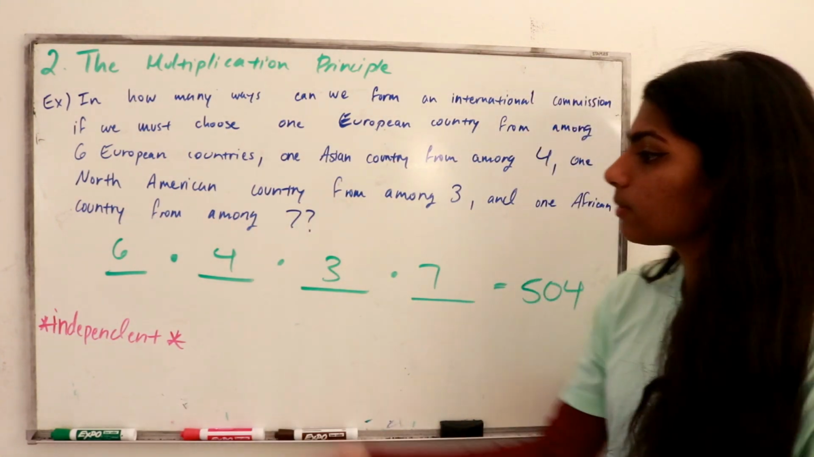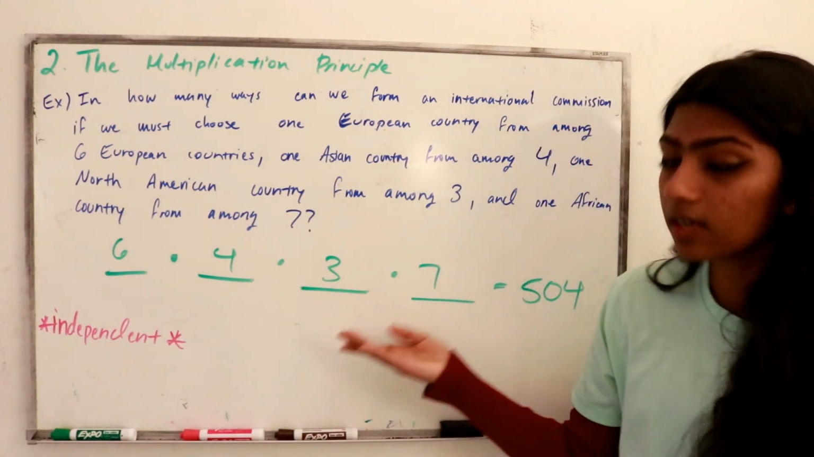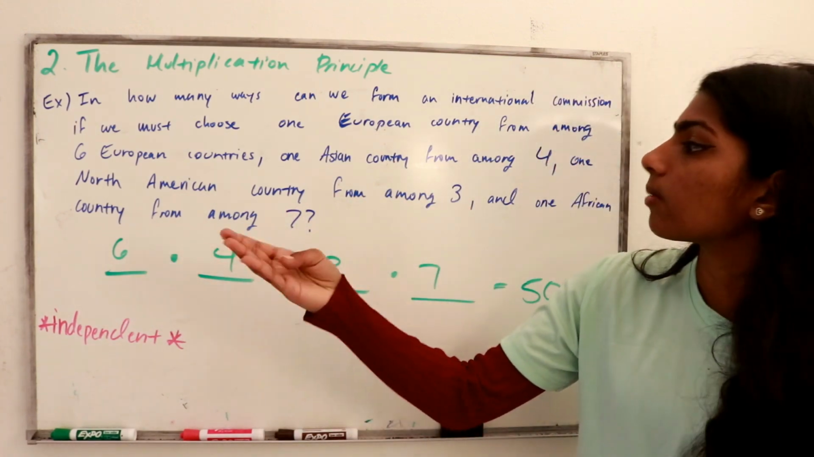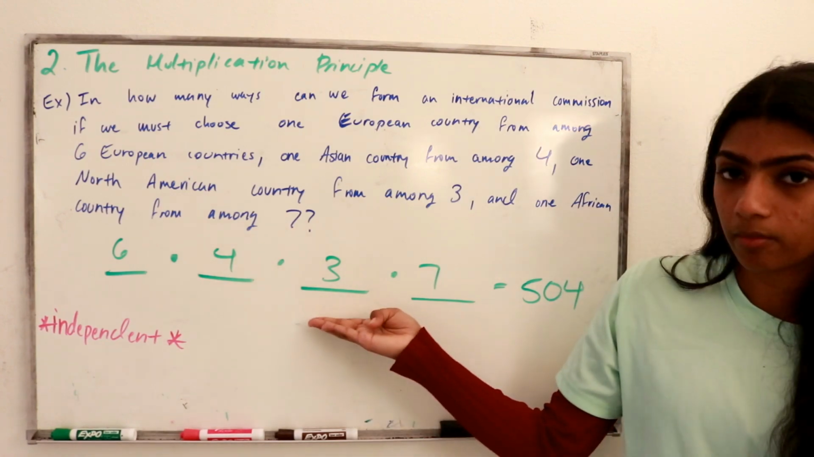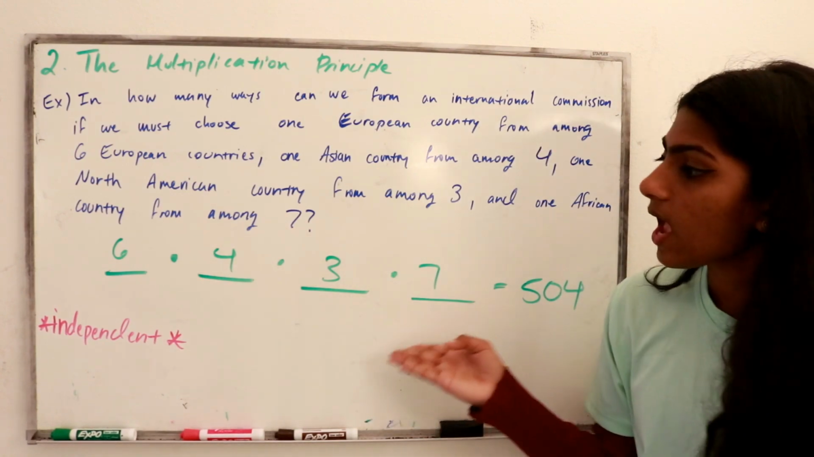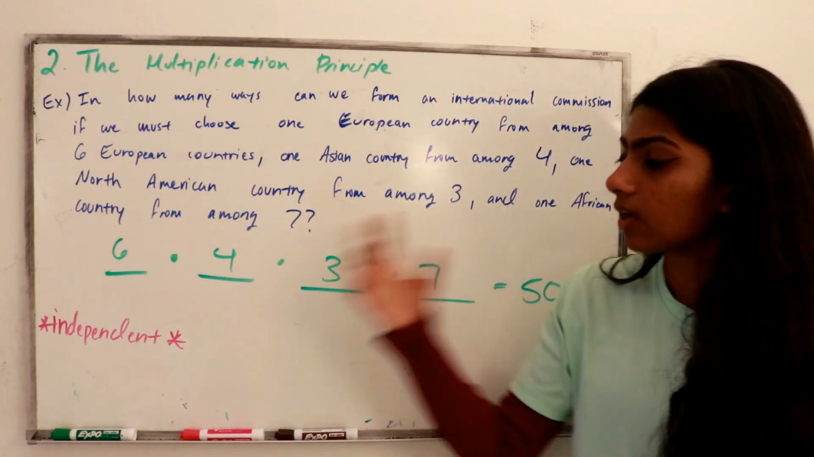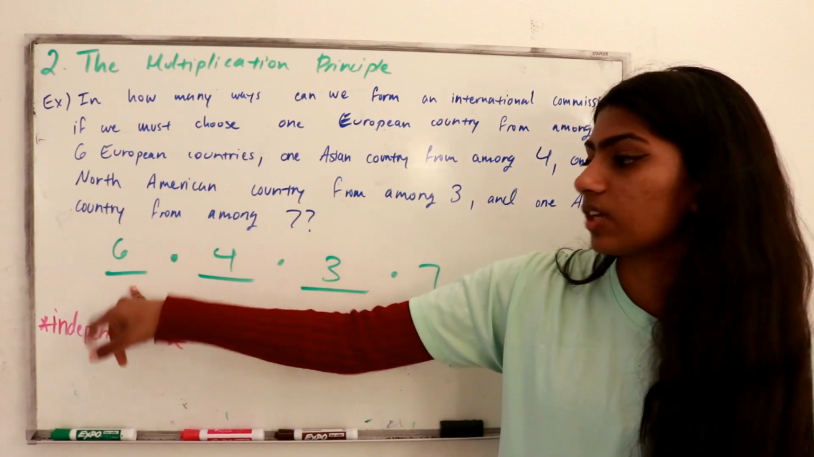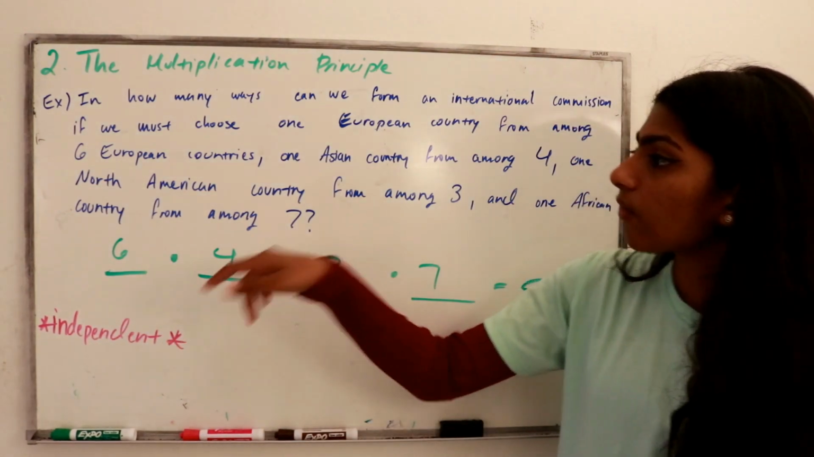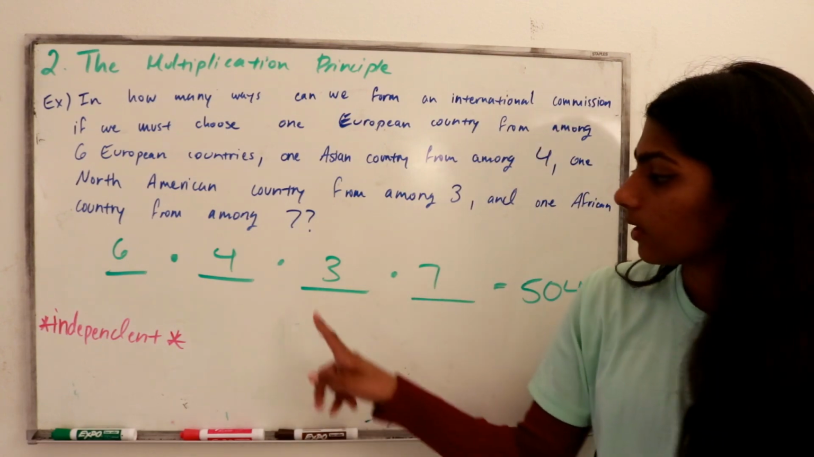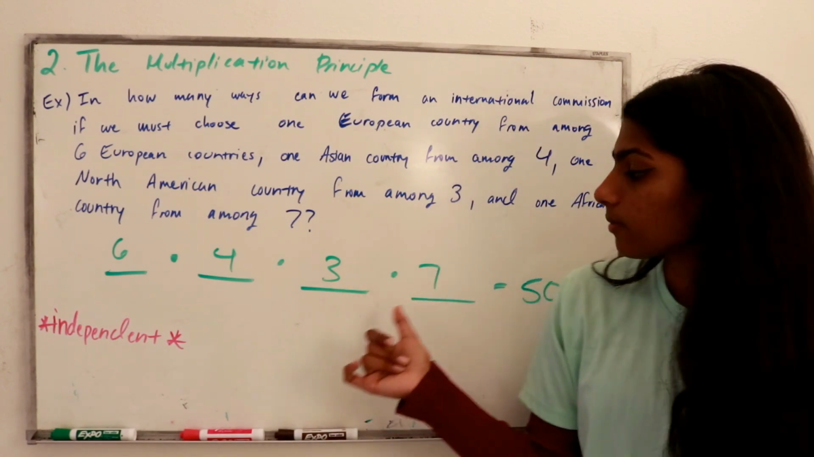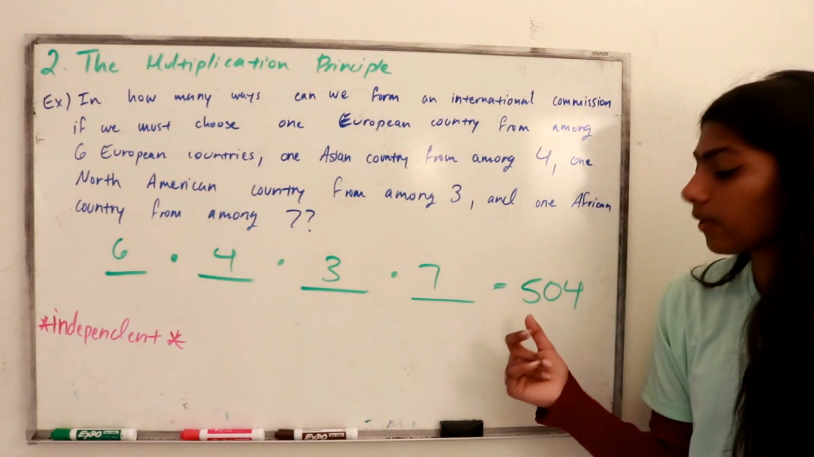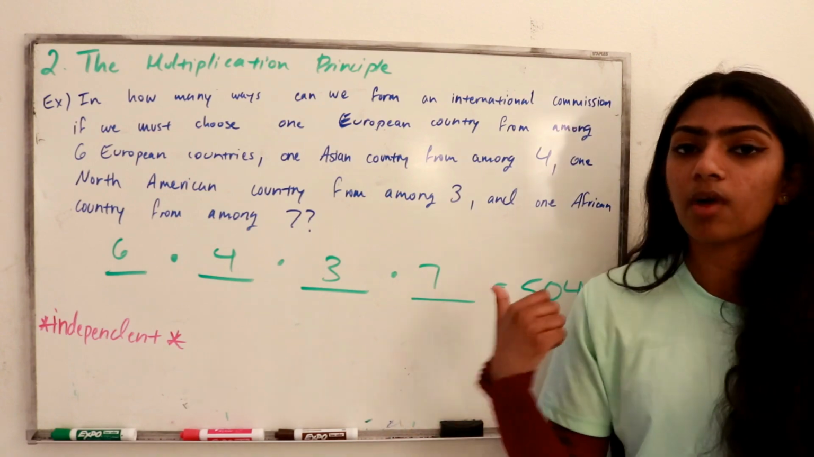So to do this, I'm going to put a slot for each item I have to pick. So first I need to pick a European country. Then I have to pick from an Asian country. Then I have to pick from a North American country. And finally an African country. And for each option, I have a number of options. So I have 6 European countries to pick from, of which I have to pick 1. Next, I have 4 Asian countries to pick from. Then I have 3 North American countries to pick from, and finally 7 African countries to pick from. And if I multiply these all together, I get 504, which is going to be the total number of possibilities.